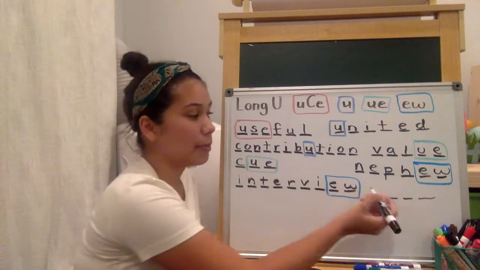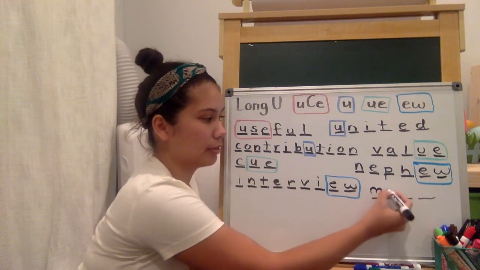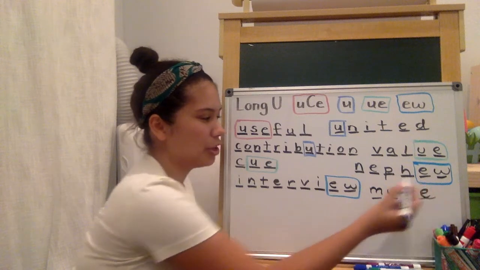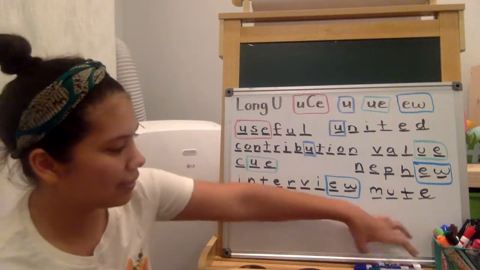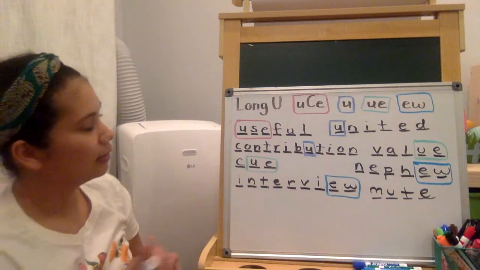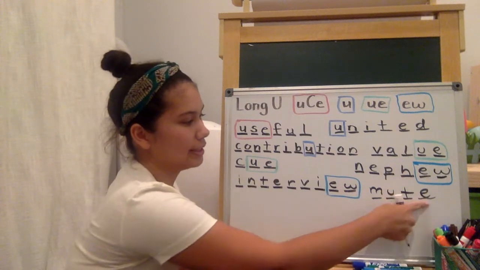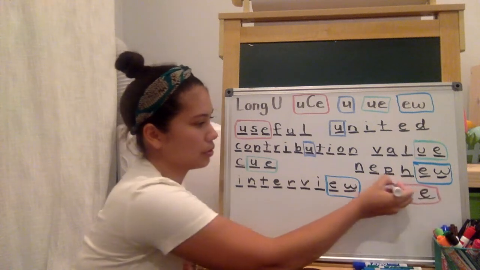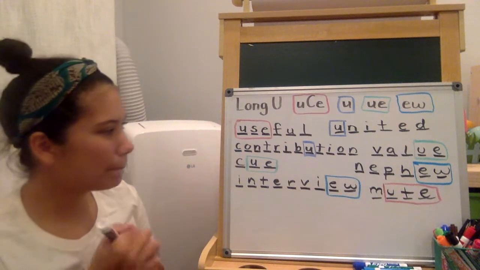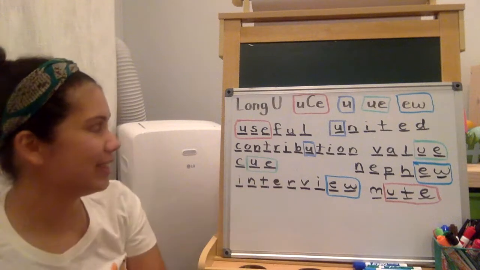If you need time to think, then pause the video. You could probably guess that this was going to be U consonant E, because we haven't done that one for this practice side. U consonant E. The consonant is the T. Mute. There we go. M-U-T-E.